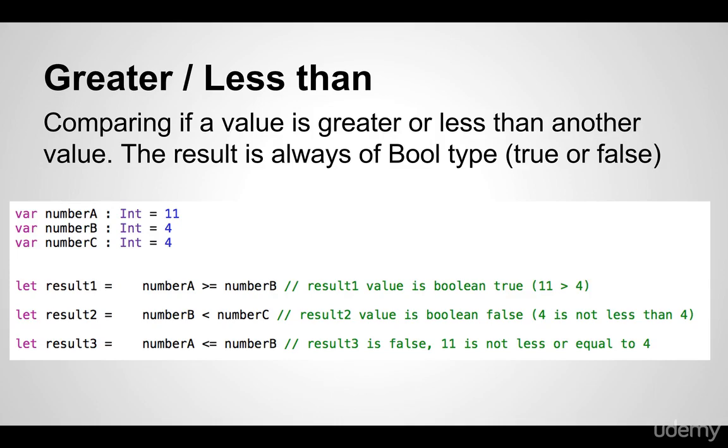Now, result 2. Let result 2 equal, we say here, is number B less than number C? Obviously, B is the same as C, so B is not less than C. B is equal to C. So if it's not less than C, then it's false, right? Because 4 is not less than 4. Now, result 3, is number A less or equal than number B? Number A is 11, and we're asking, is 11 less or equal than 4? Obviously, it's not. So result 3 will be false, okay? 11 is not less or equal to 4.